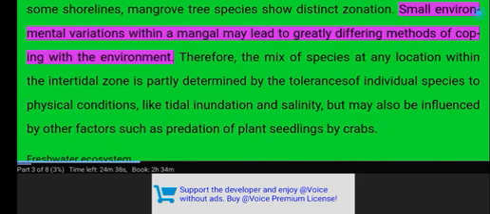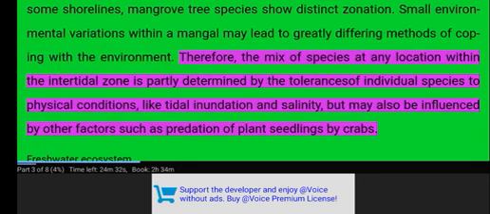Small environmental variations within a mangal may lead to greatly differing methods of coping with the environment. Therefore, the mix of species at any location within the intertidal zone is partly determined by the tolerances of individual species to physical conditions, like tidal inundation and salinity, but may also be influenced by other factors such as predation of plant seedlings by crabs.